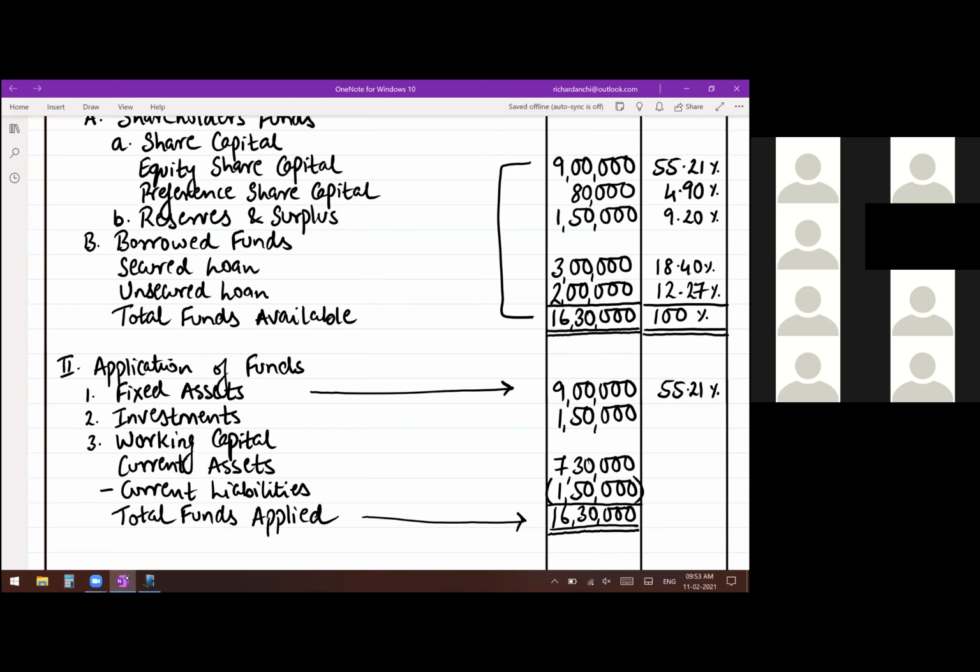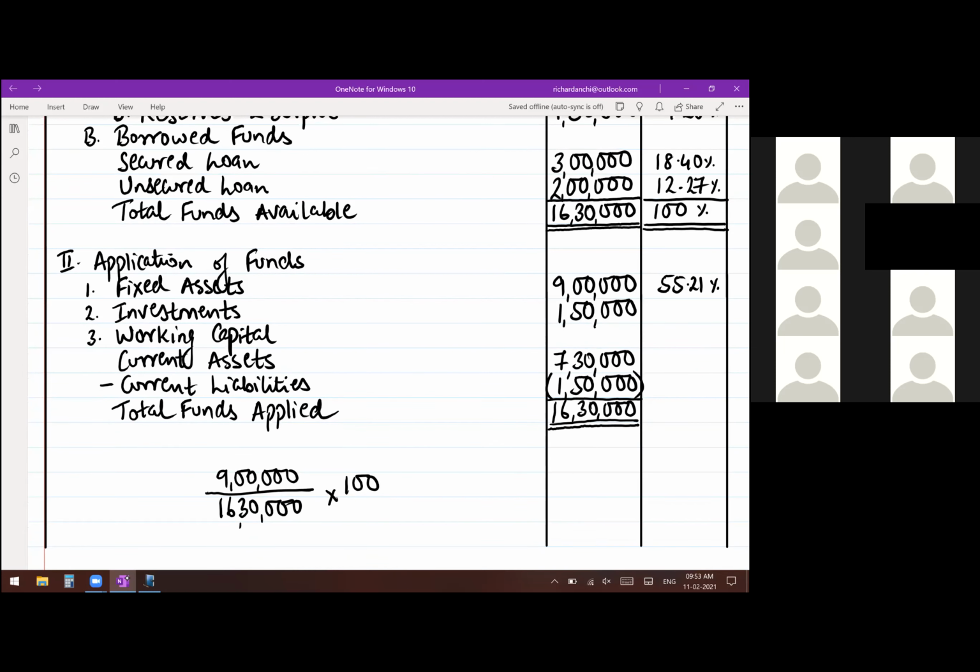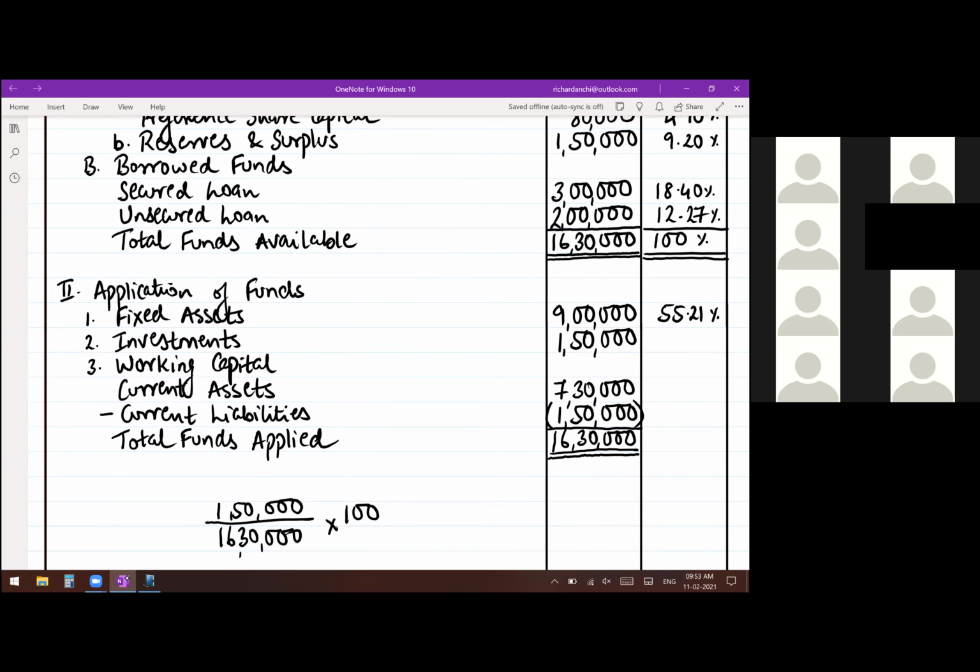The next, investments, 1,50,000. You want to calculate a percentage, divide by the total 16,30,000 multiply by 100. This also you have calculated. Have a look at reserves and surplus. It was 1,50,000 divided by 16,30,000 into 100 when you calculated, and that percentage was 9.20%. So again, for investments, it will be the same 9.20%.